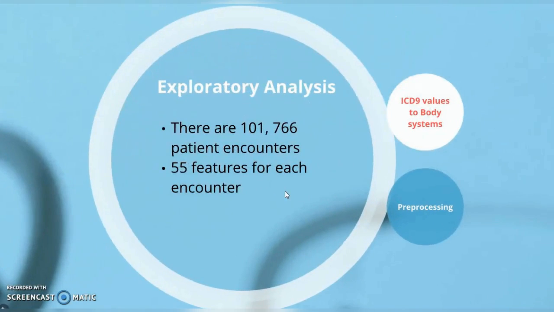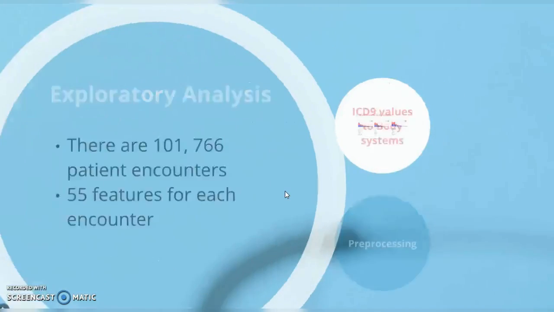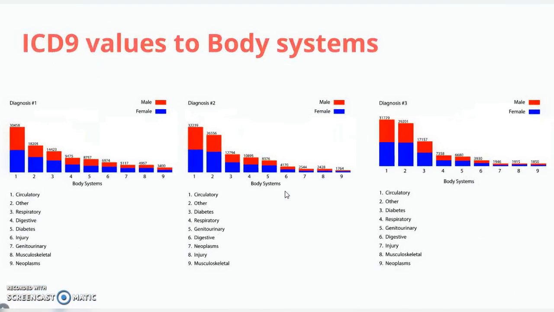Proceeding to our exploratory analysis, there are over 101,766 patient records, each consisting of 55 features per encounter. Some of the features include 3 separate diagnoses, a primary diagnosis and 2 secondary diagnoses, 24 medications, 6 of which are combinations of the other 18, and readmission, meaning whether the patient was readmitted within less than 30 days of the previous hospital stay, more than 30 days, or if there is no record of readmission. The 3 diagnoses features consisted of ICD-9 codes correlating to that patient's specific diagnosis.